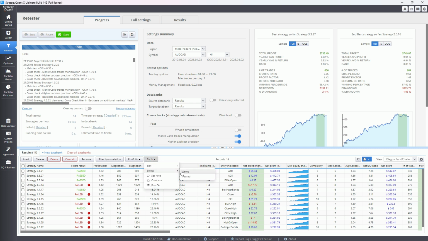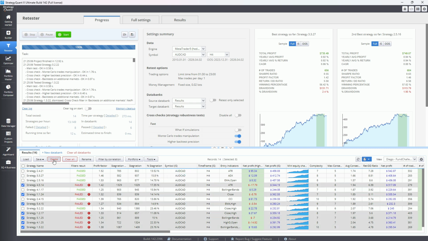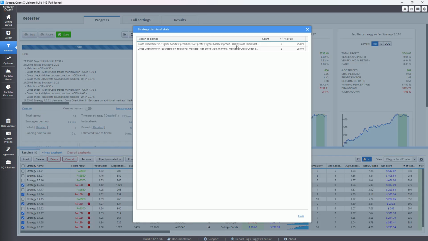So if you select these failed ones and delete them, here you can see how they failed. It says that 6 failed because of the higher backtest precision. They lose money in the out of sample, and the additional markets also is not good. It means that the data is not correct for those two strategies.